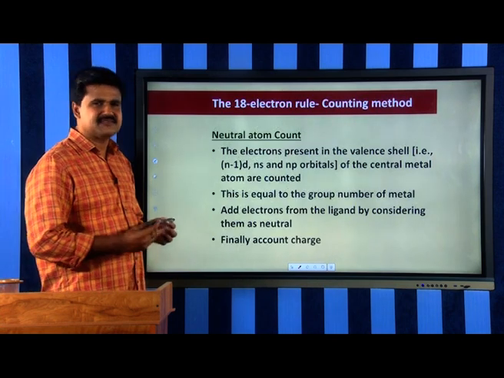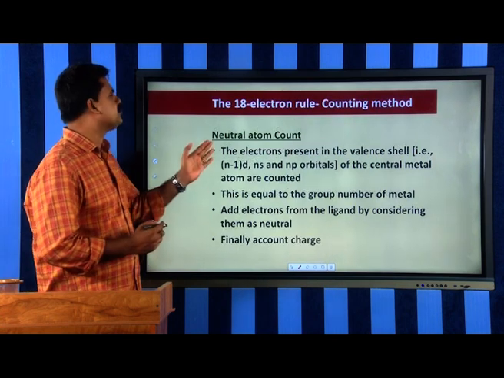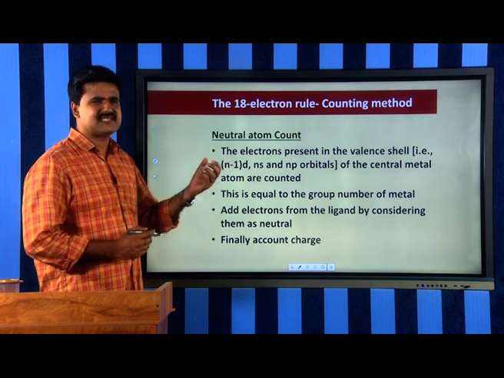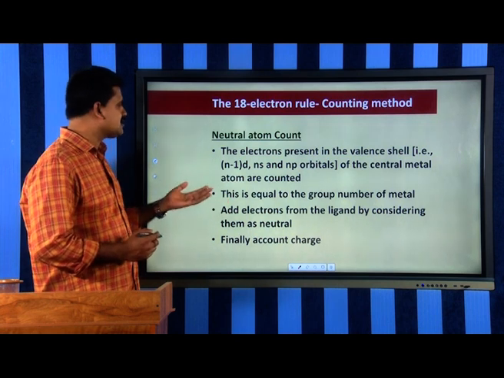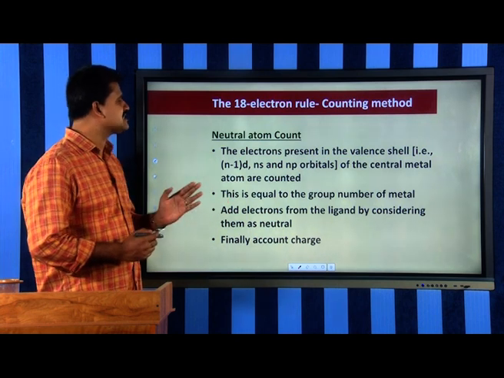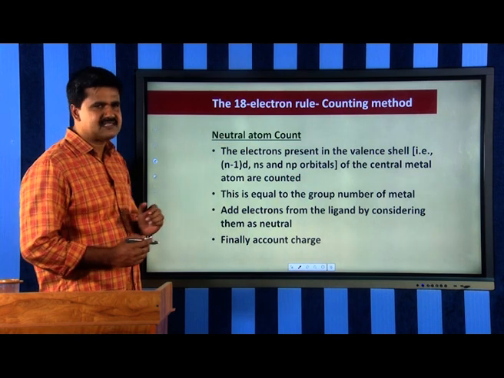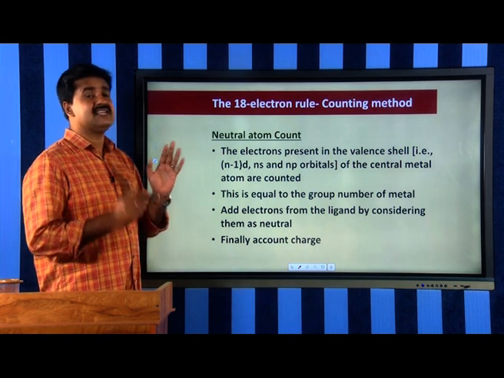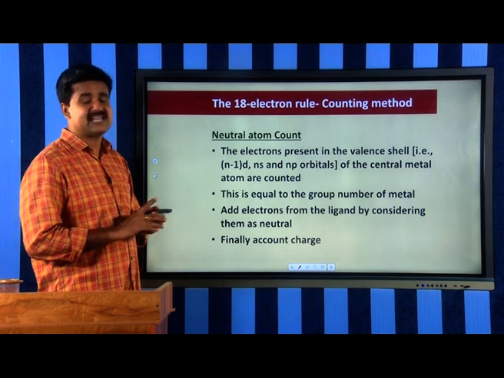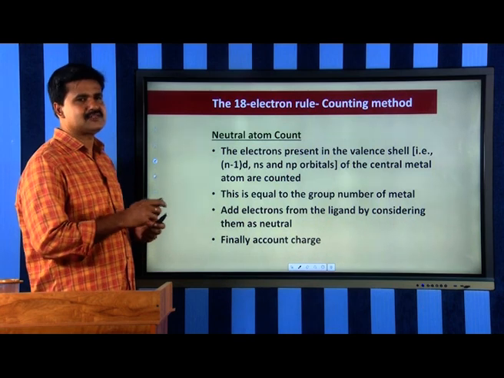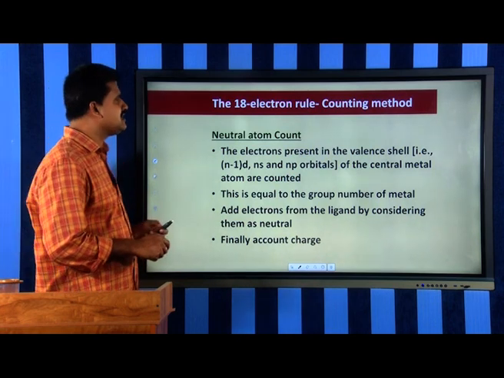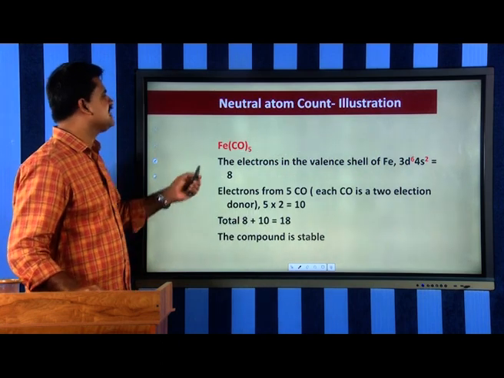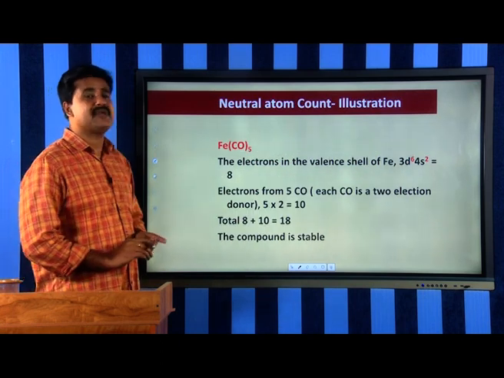There are so many methods for electron counting. The most popular method is called the neutral atom count. Here we are taking the electrons from the central metal, preferably the electrons from the metal (n-1)d subshell, ns and np orbitals, and we have to add electrons from the ligand, and in the neutral atom count we consider ligands as neutral moieties. Based on this neutral atom count, we can find out whether the molecule is obeying the EAN rule or not. A simplest example is iron pentacarbonyl.